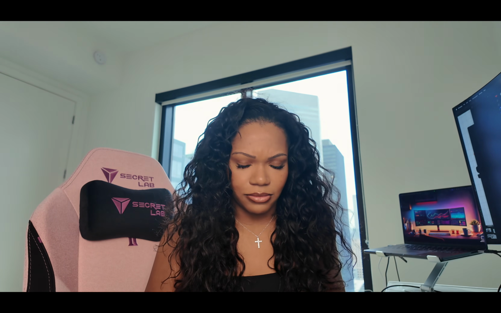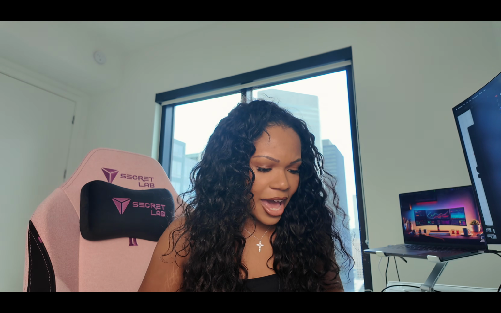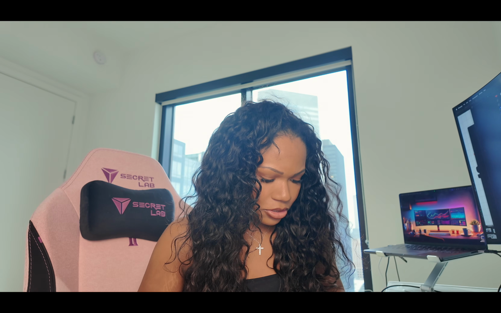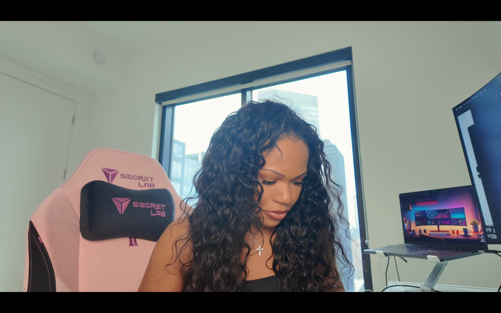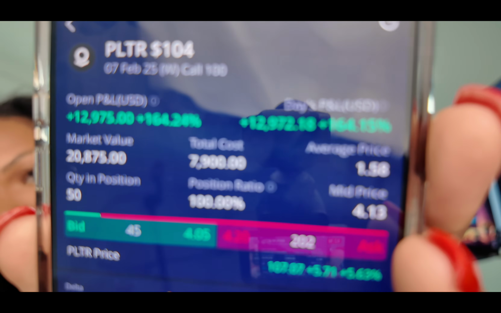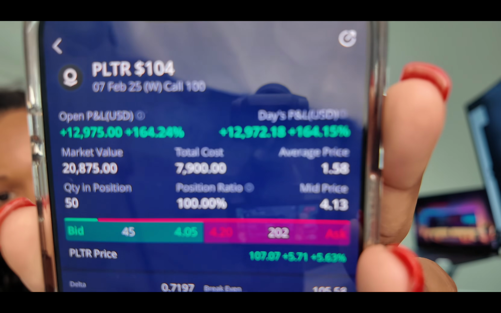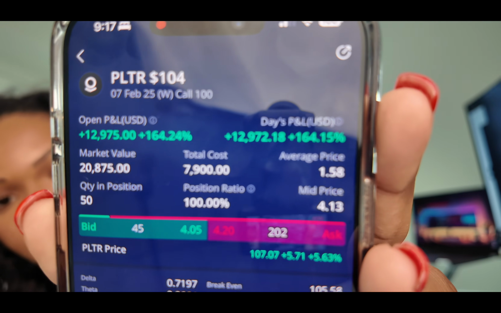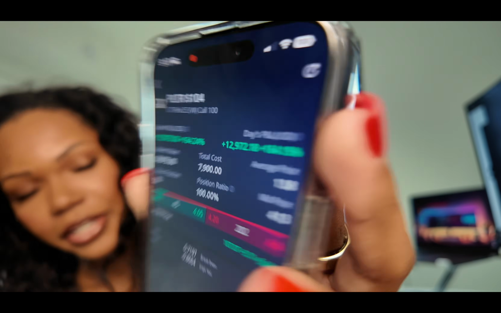I don't know if I know how to edit well enough to add a screenshot in here, but I can show you guys the screenshot right before I closed. So basically, if you guys can see where it says market value, that's how much the contracts were worth right before close, and then you guys can see my profit and then how much I put in there.